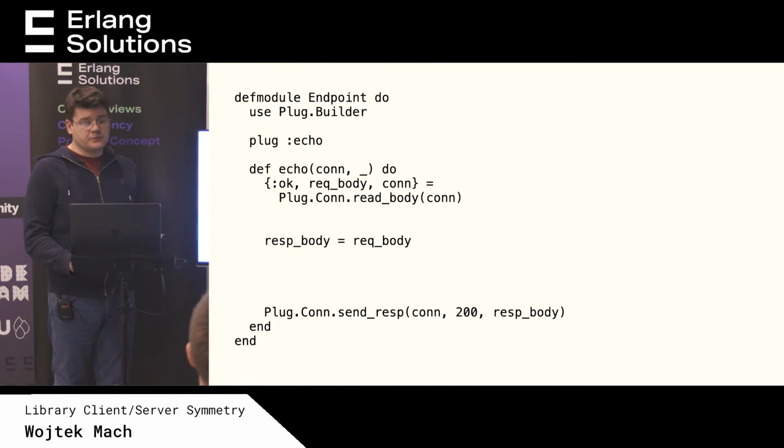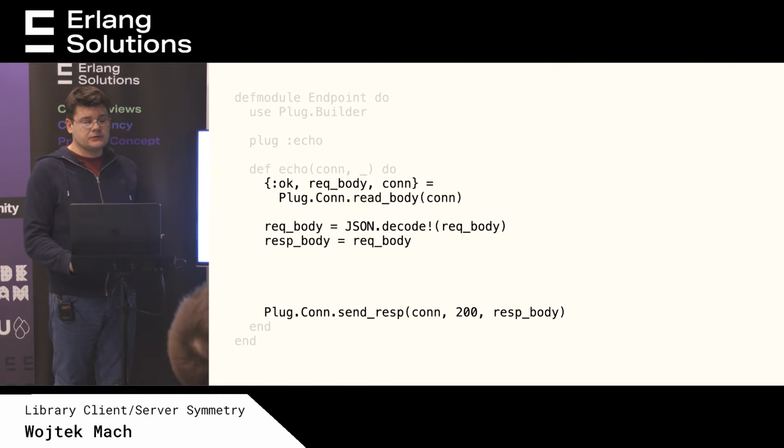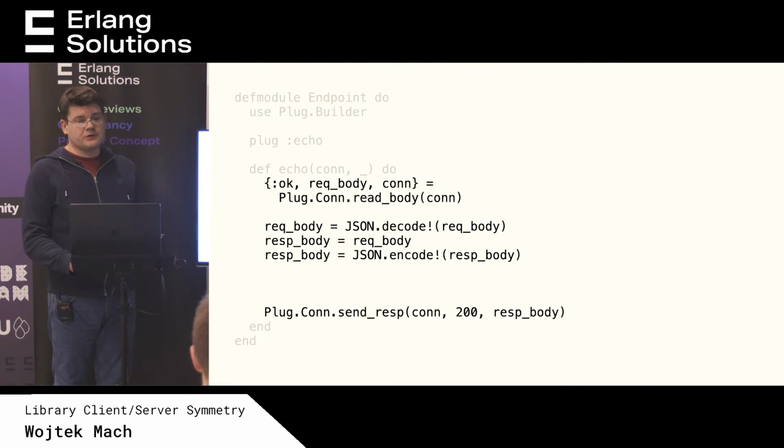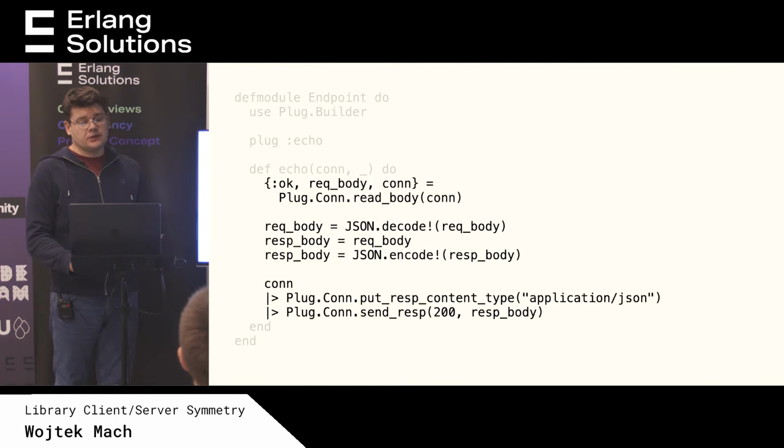And now let's start to make some modifications. We have that echo server, but now we are talking JSON. So we are going to decode JSON, and then for sending the response, we are going to encode to JSON. Again, this is pretty silly, right? We are decoding and encoding the same thing, but hopefully it shows the idea. After we encode, we set the content type header, and we send the response.